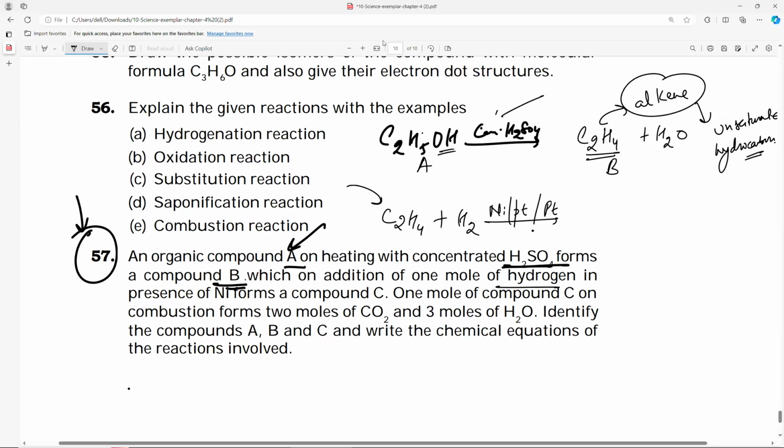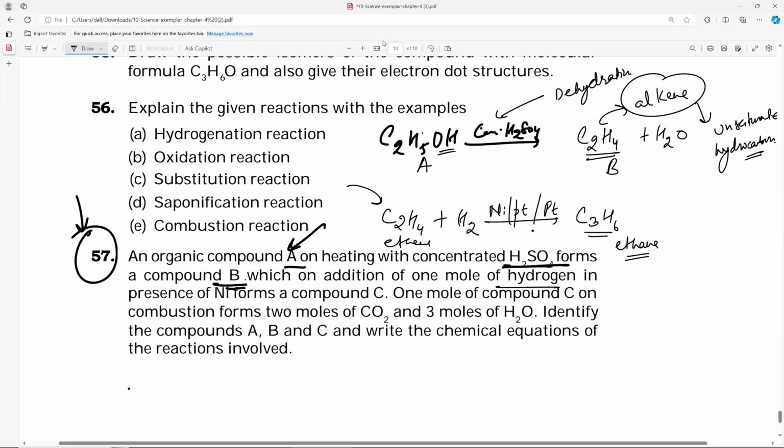Name this reaction, please. What is the name of this reaction? It is hydrogenation of unsaturated hydrocarbons. It is ethene, it will give you ethane. This is the hydrogenation of alkene.